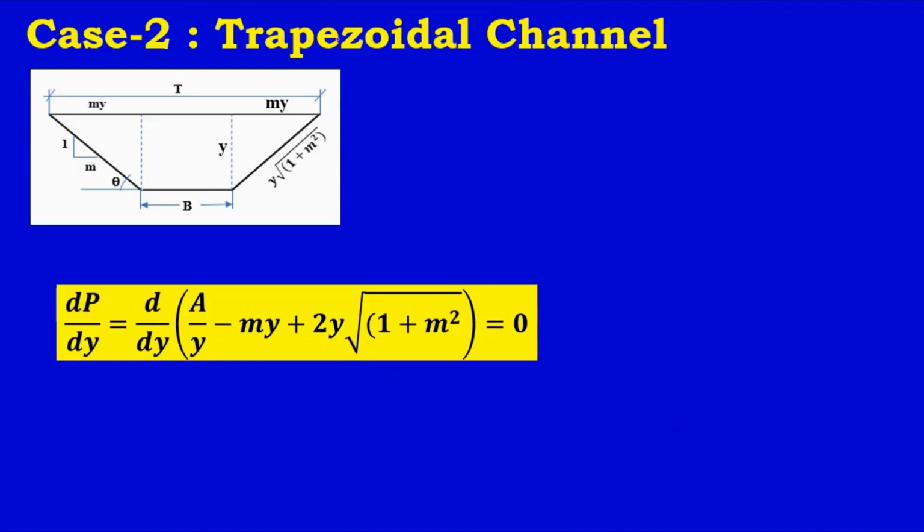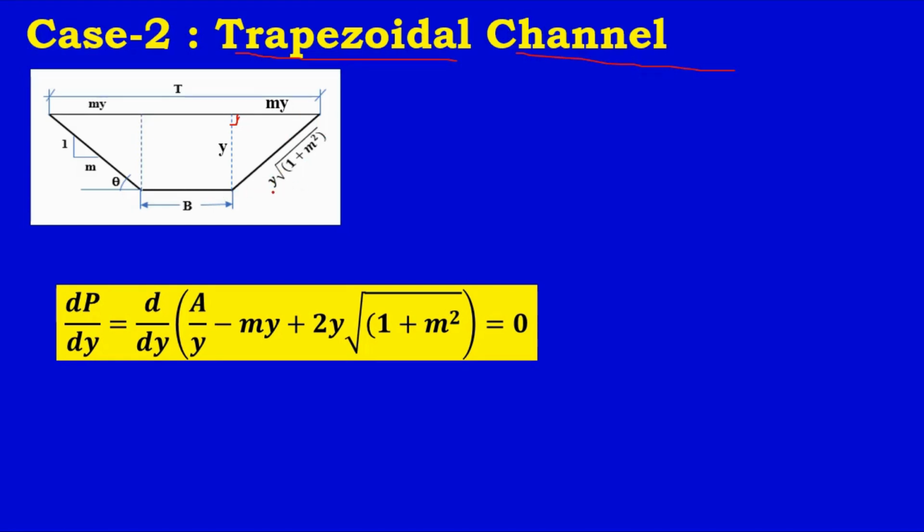Okay, the second case is the trapezoidal channel. In the trapezoidal channel, we have this cross-sectional area. This is the cross-sectional dimension: bottom width, inclination 1 to m, and side length y square root of 1 plus m square. This is the depth y. Since this is a right angle, you can find y square plus m y the whole square equal to this one. Then take y common, and it will be y square root of 1 plus m square.